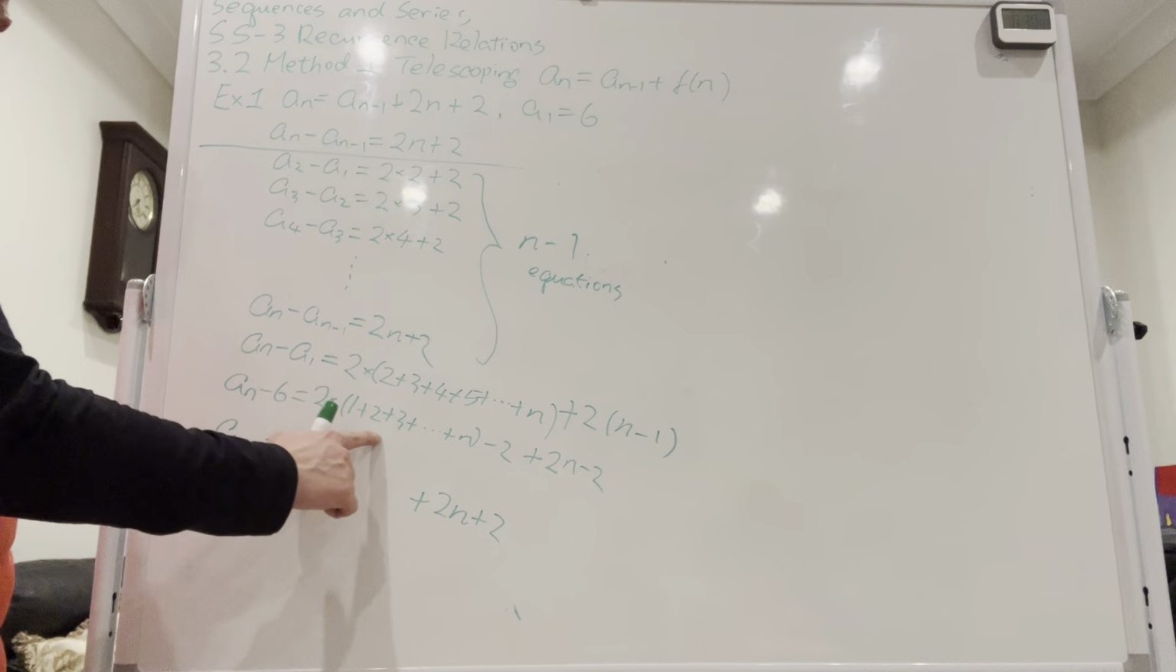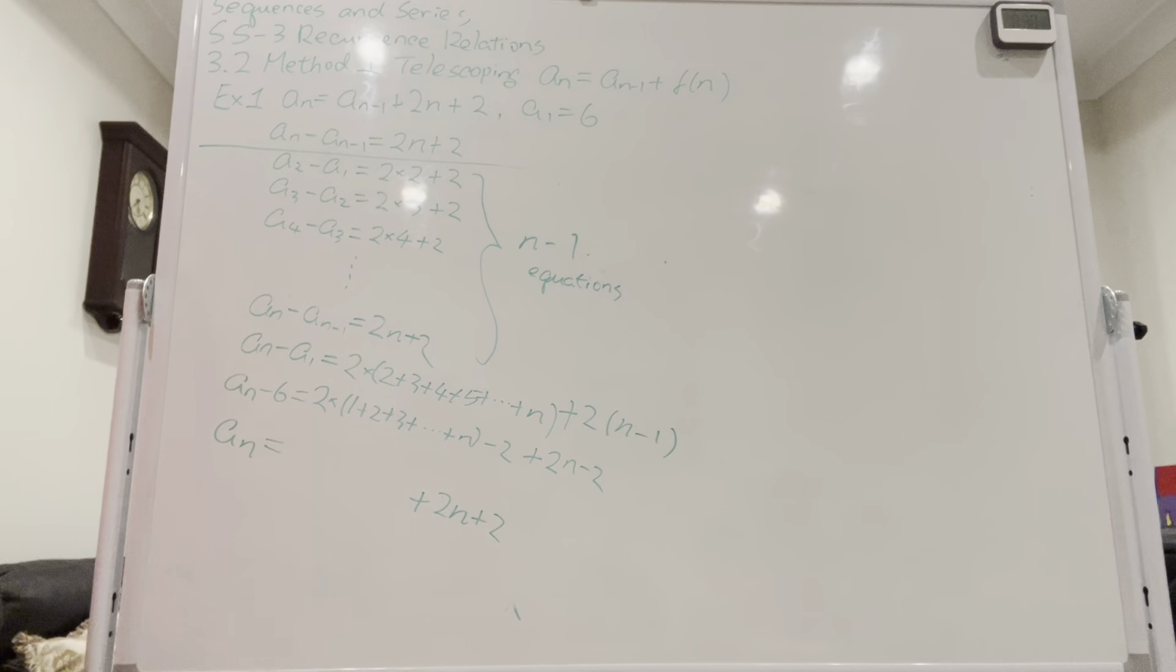So what is 1 plus 2 plus 3 to plus n? What is this called? Olivia? Triangular number? What's the formula for triangular number?